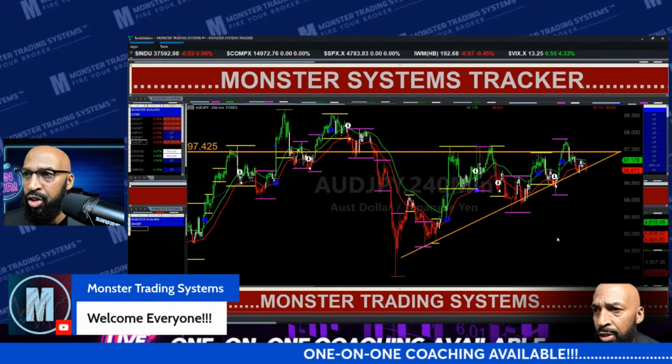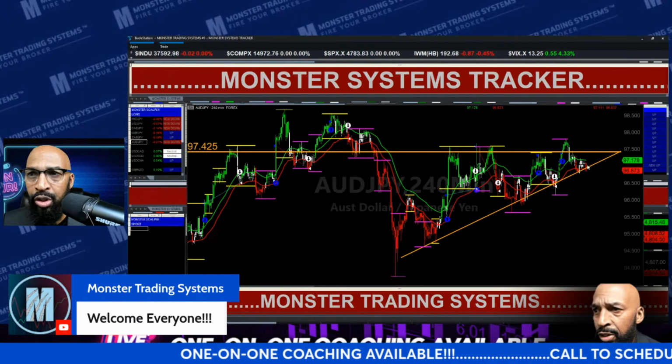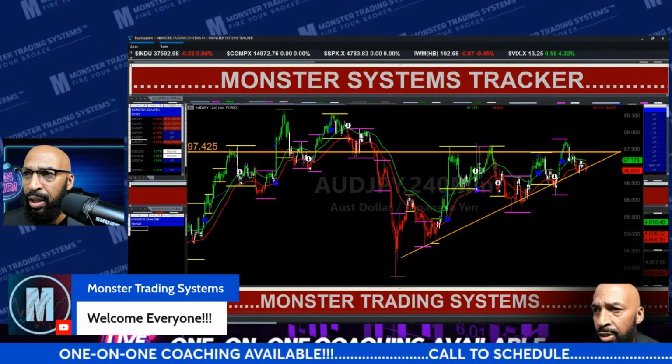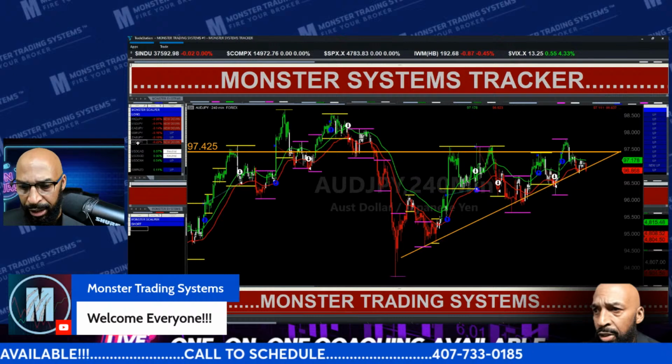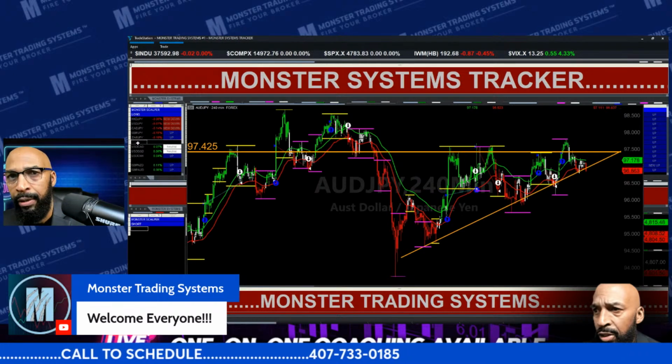Aussie yen, red candle. So close the trade. Buy signal was here, red candle here, guys. Close the trade. So Aussie yen, please close that trade.